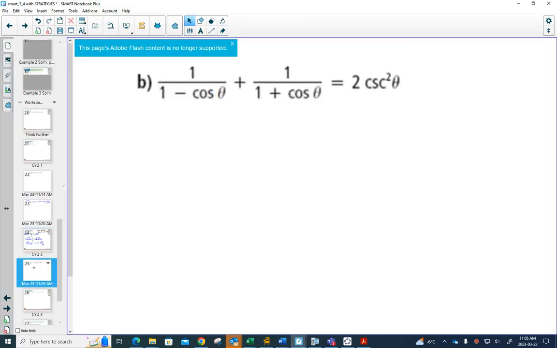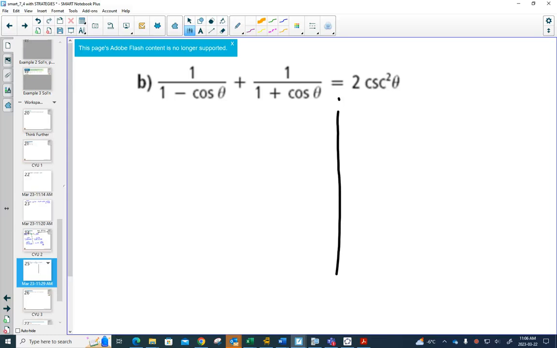All right, second one. First of all, there is a common mistake that is done on this one when changing the right-hand side to 1 over sine squared. Okay, cosecant squared theta is 1 over sine squared theta. What I want you to do is think about, what does that 2 do? What would I get if I change it to sine squared and simplify that side?